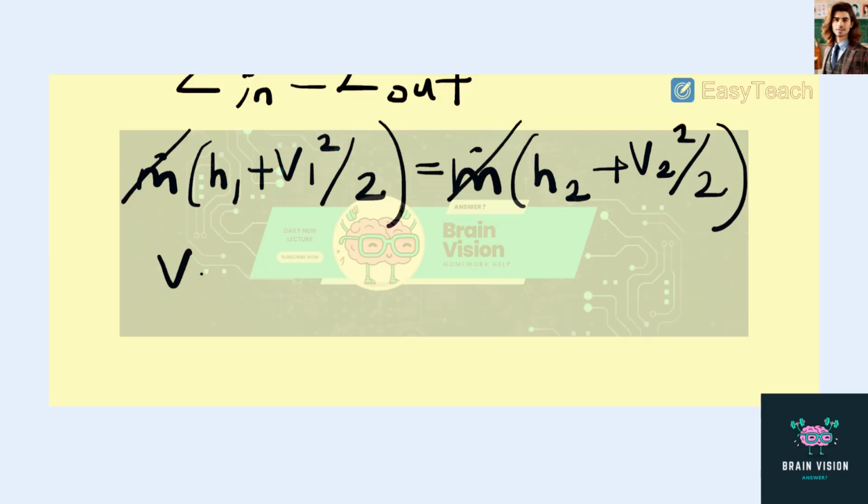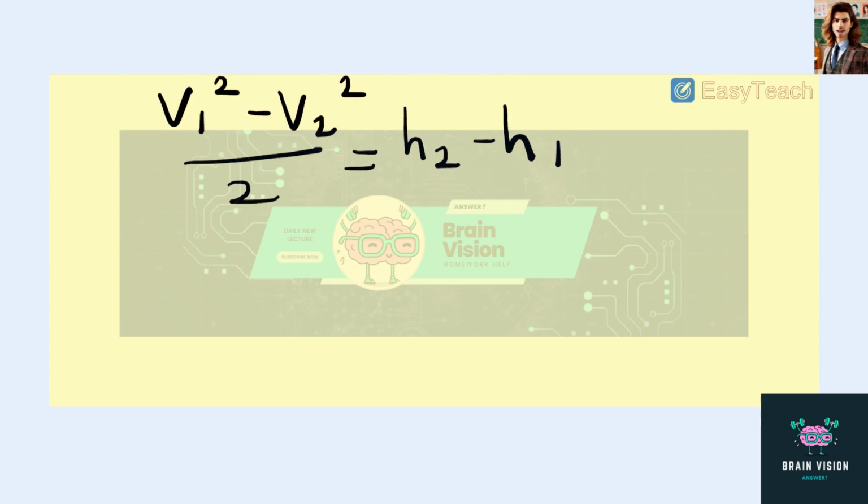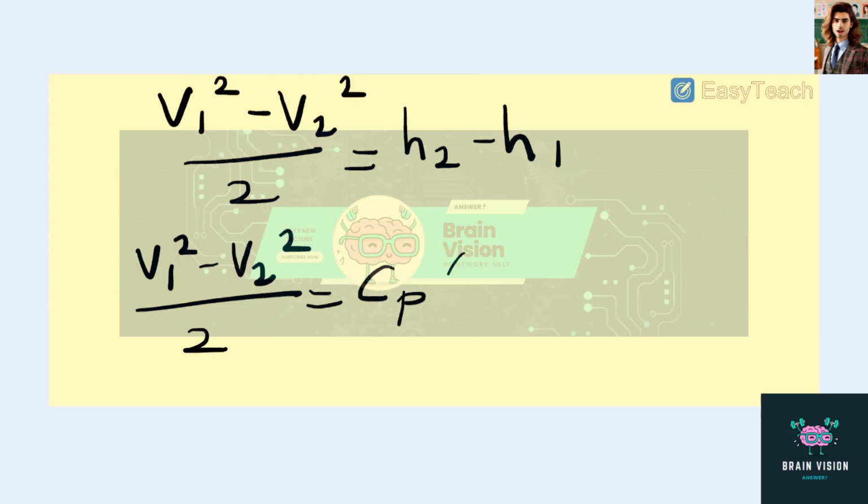So we'll see that we have (v1 squared minus v2 squared) all over 2 is equal to h2 minus h1. We can actually go ahead and break down h2 and h1 in terms of our CP and temperatures. So we can say that (v1 squared minus v2 squared) all over 2 is equal to CP times (T2 minus T1). So we just went ahead and resolved the enthalpies into the conditions that we know, and that's temperature.